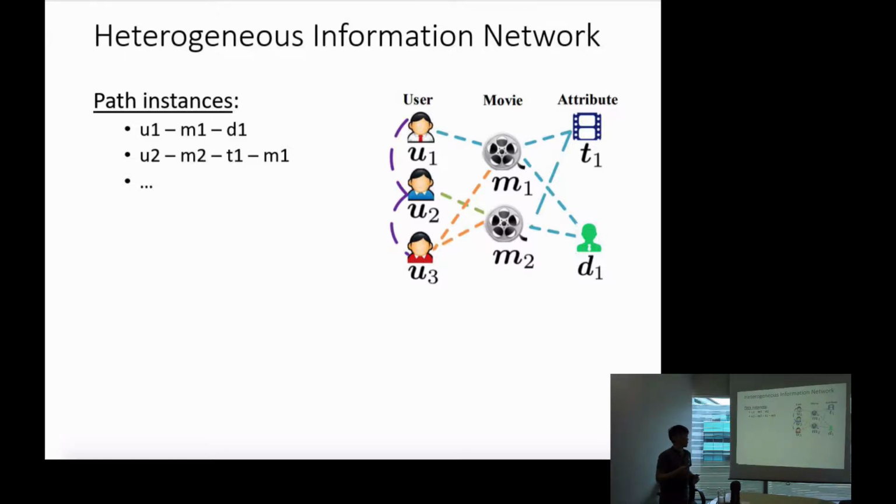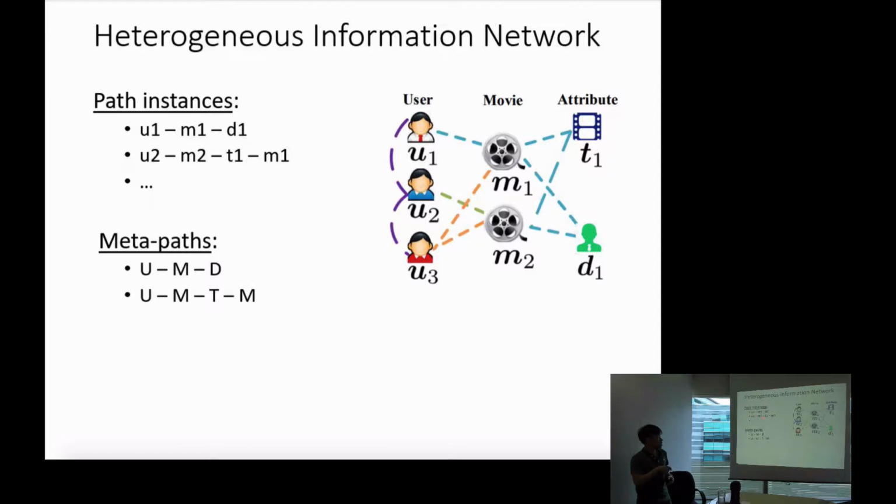Each path instance belongs to one metapath. So what's a metapath? A metapath is the type. Basically, each node here belongs to one type. For example, all the users belong to the type user. Movie, all the items belong to the type movie. So let's say this path instance belongs to this metapath, UMD. And the same, we have this path instance belonging to UMTM, which is user, movie, the type of movie, and another movie, and so on and so forth. So we have path instances and metapaths.